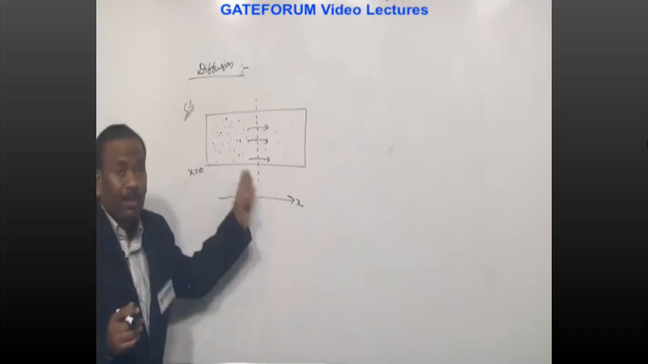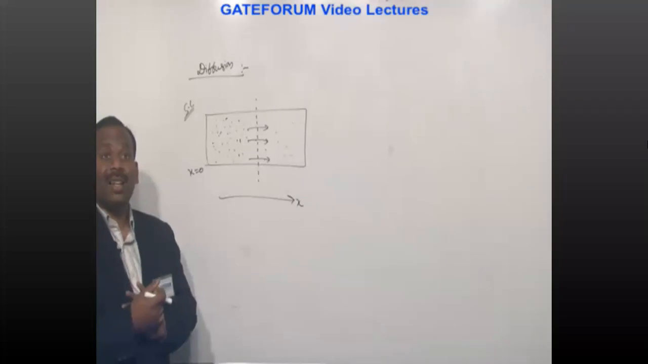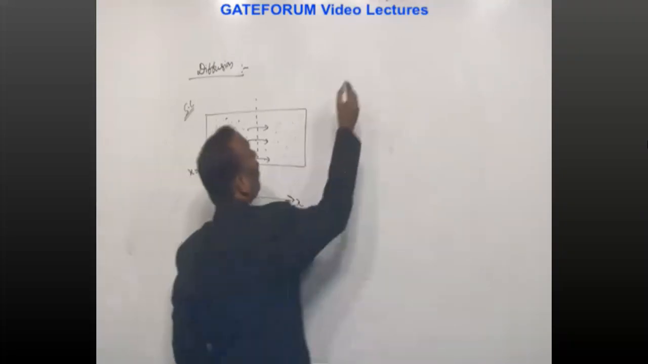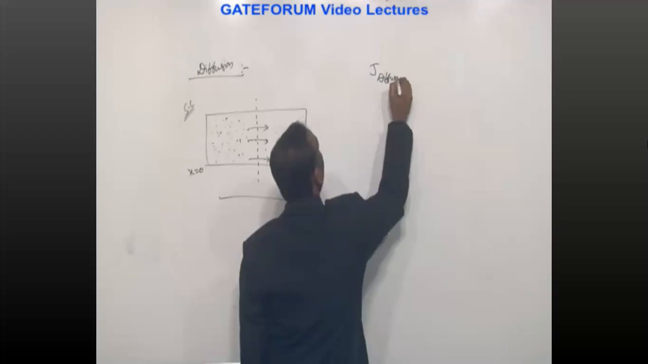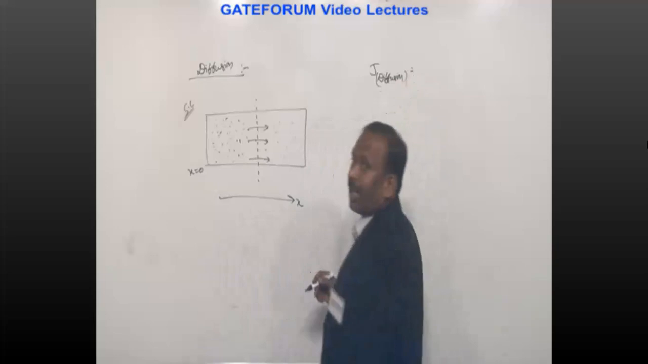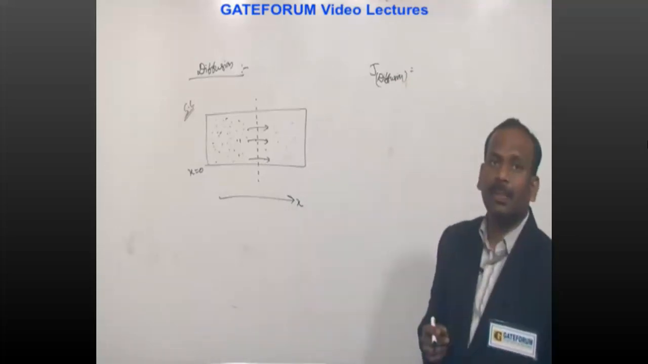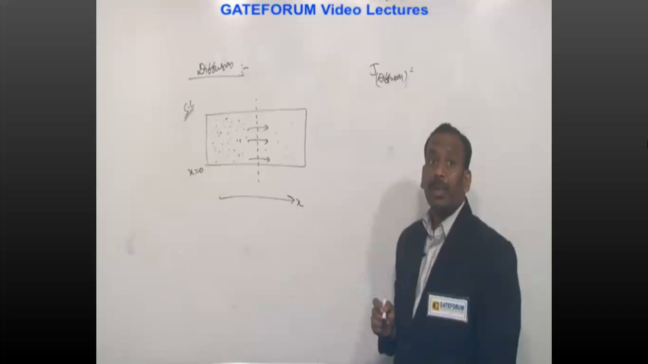Clear? Now, electrons are moving, which means current will be there or not? That current is called diffusion current, and the current density is called diffusion current density. Is it clear? That is called J diffusion.